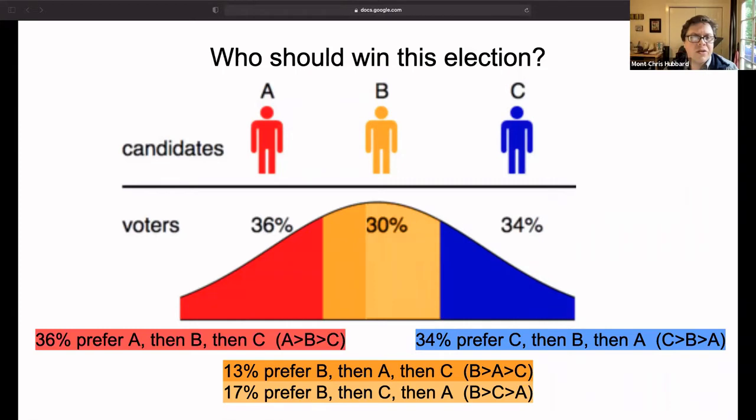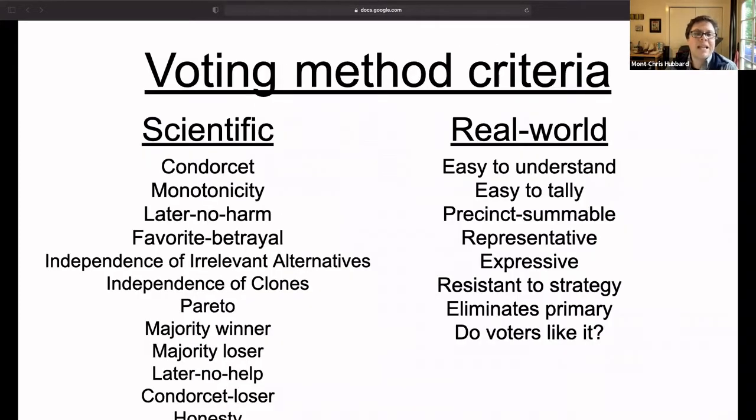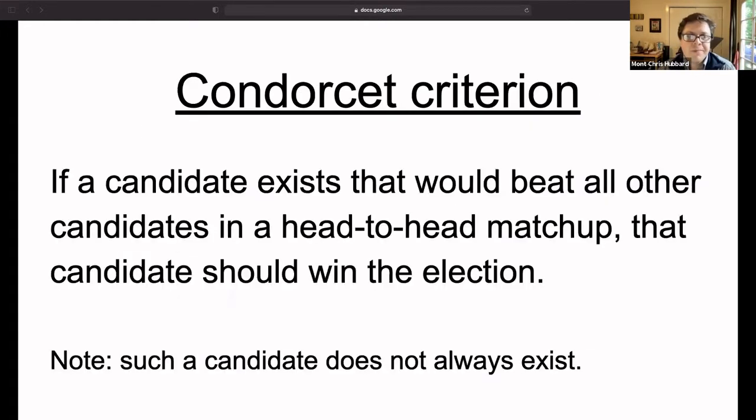Well, let's consider some criteria. There are many different criteria we could consider. I've put them into 2 categories, scientific and quote unquote real world. The scientific criteria are how the voting method would behave in a lab. And there are a lot of them. But let's look at the first one, the Condorcet criterion.